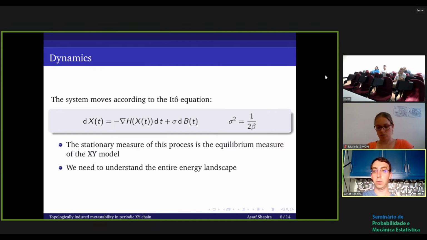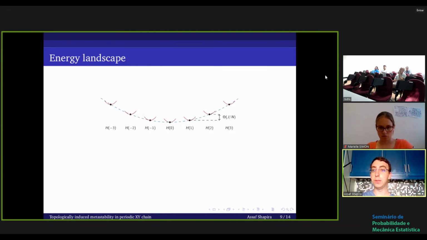Now, unlike the equilibrium, where we want to understand the lower energy states, in order to understand the dynamics, we need to look at the entire energy landscape, which we'll try to do next. So what do we know? We know that we have these n minima, k equals 1, 2, 3, etc. Here is a caricature of n minima. These minima are on a parabola, proportional to k squared, and the difference between two minima is of the order J over n. So this is what we know so far.